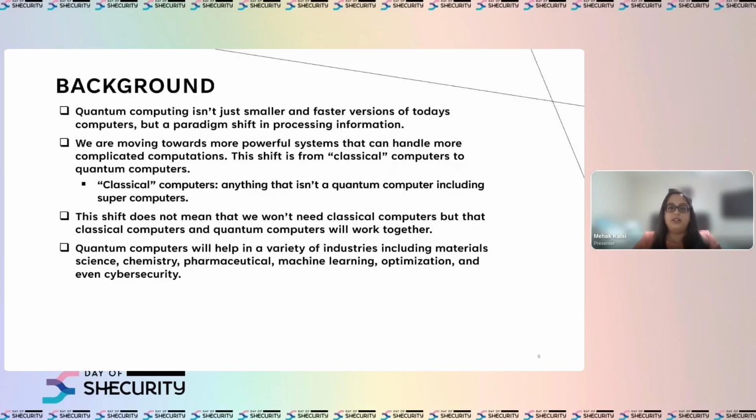And one of the things I wanted to define here was classical computing versus quantum computing. So at a high level, classical computing is just anything that isn't a quantum computer. So the laptop on your desk, supercomputers, anything is just considered classical, and then anything else is quantum. And so that's pretty much how I'm going to refer to these two things moving forward.